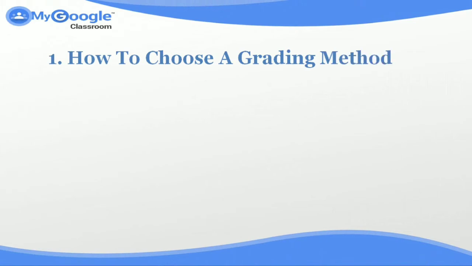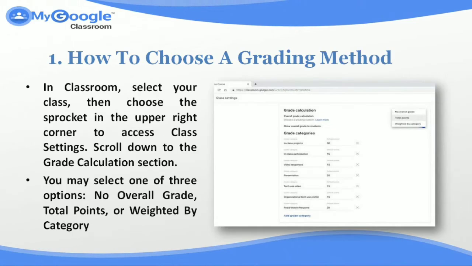Number 1. How to choose a grading method. In Classroom, select your classroom, then choose the sprocket in the upper right corner to access class settings. Scroll down to the grade calculation section. You may select one of 3 options: no overall grade, total points, or weighted by category.